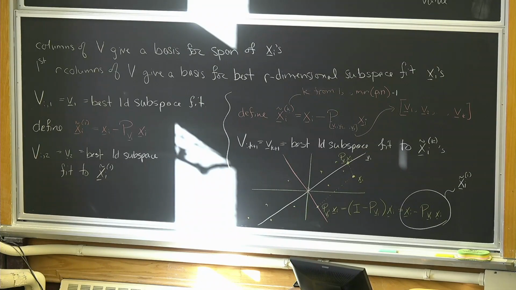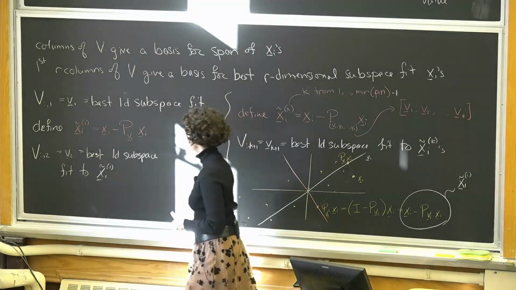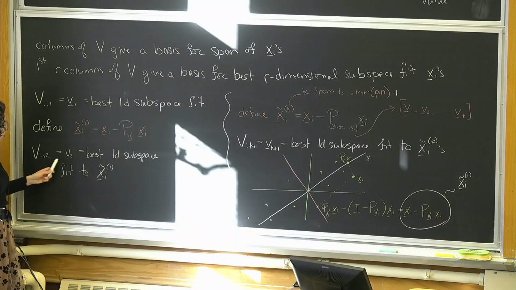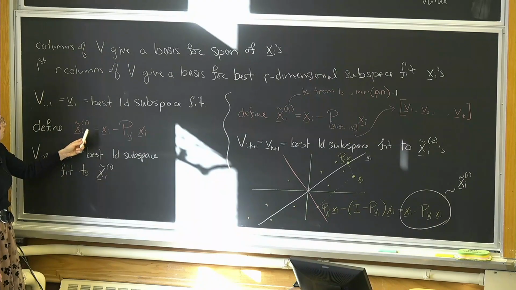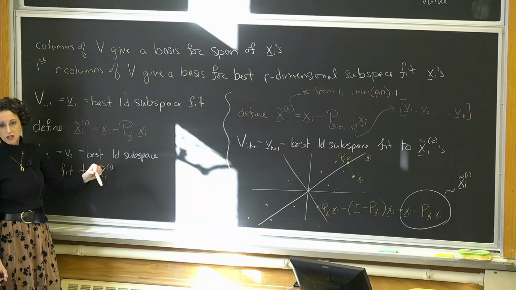Any other questions? Yeah. Should the superscript on that be 2 for V2? So I've got V2 superscript 2 or subscript here. I'm just saying, when my superscript is 1, I'm subtracting off the first basis.